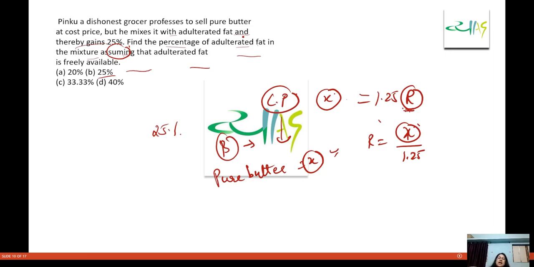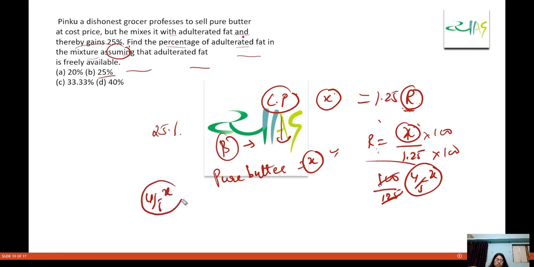Now, how much is this R, the real cost price? You can multiply this by 100 and this by 100. So 100 by 125. That means this will be 4 by 5 times of X. Real cost price is 4 by 5 times of X.